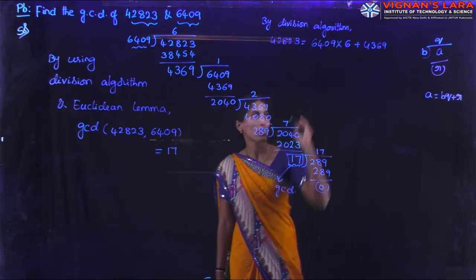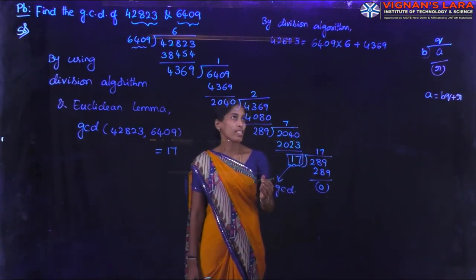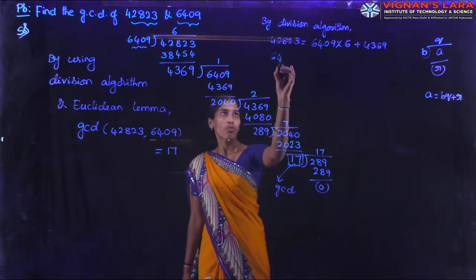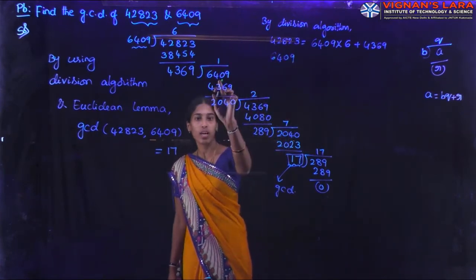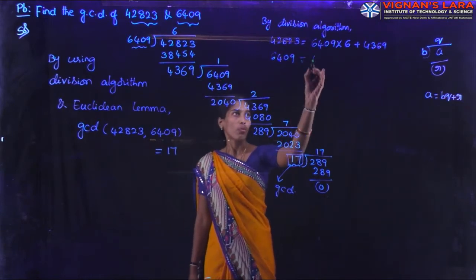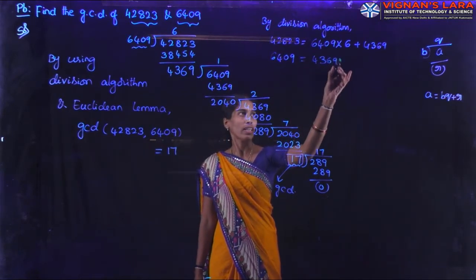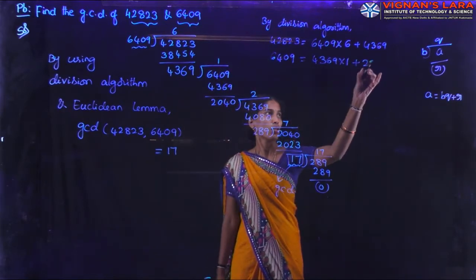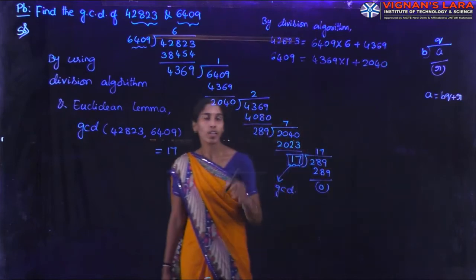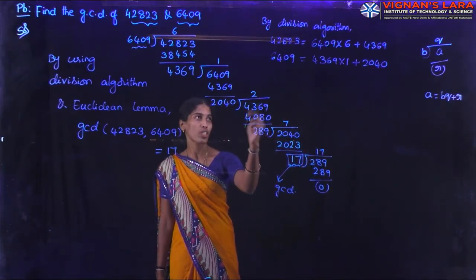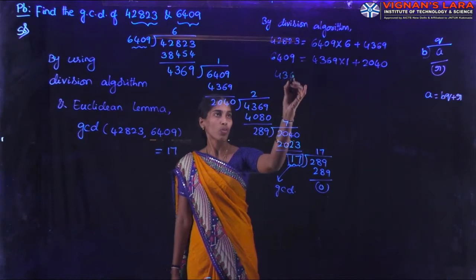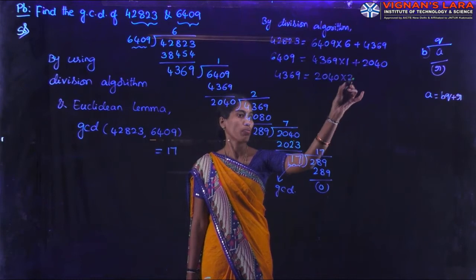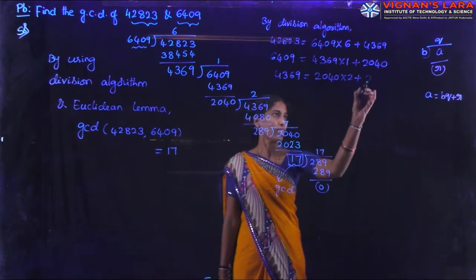If you have any doubt, write it in the comments, right? So A is equal to B into Q plus R. Again, 6,409 using the same concept is equal to 4,369 into, here quotient is 1, remainder is 2040. Again, using the third division and applying the same division algorithm, we can write 4,369 is equal to 2040 into 2 plus, what is the remainder? 289.